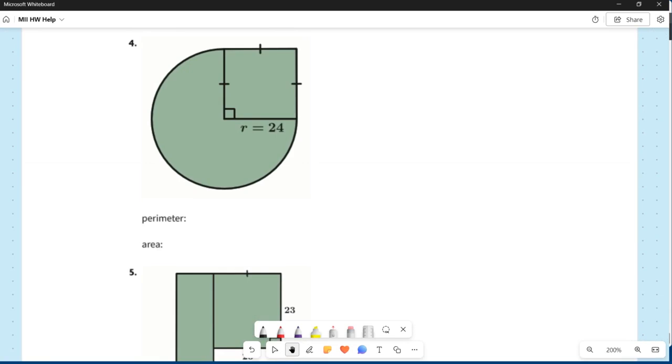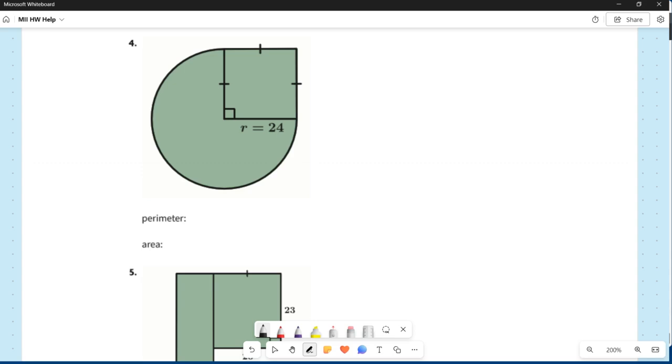Next assigned question was number 4. So for number 4, we have, I guess, almost a circle. To me, when I look at this figure, it jumps out at me that we essentially have 3/4 of a circle. So we have the top left, the bottom left, and the bottom right of a circle.